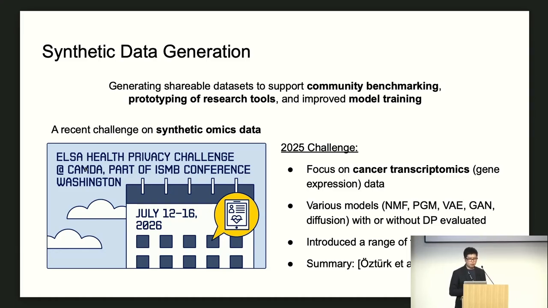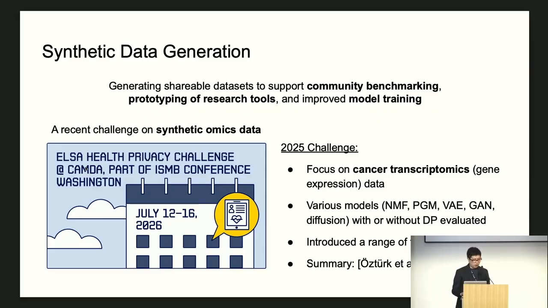And related to this, I wanted to point out this recent development. There's been this recent challenge that was organized at ISMB on synthetic omics data generation. This is interesting because they're focusing on generating cancer transcriptomic data, so gene expression data, one of the omics data that I mentioned earlier. They looked at a wide range of different methodologies, including classical models and machine learning models, with or without DP, and then compared the utility according to different metrics that they introduced that are specific to this problem setting. And there's this nice summary article on their findings from last year's competition in case anyone's interested in looking at this.